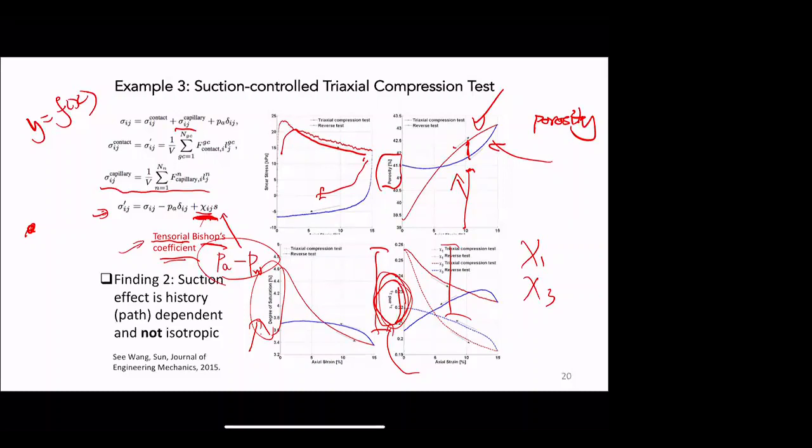And from the DEM, we can easily deduce the mechanism that governs the tensorial Bishop's coefficient evolution. This is an example where it gives us some inspiration on how we should write the constitutive law when we try to model unsaturated material that is primarily driven by capillarity. Of course, I haven't talked about adsorption, which is another mechanism that perhaps could be modeled by DEM, but this is out of the scope of this talk.